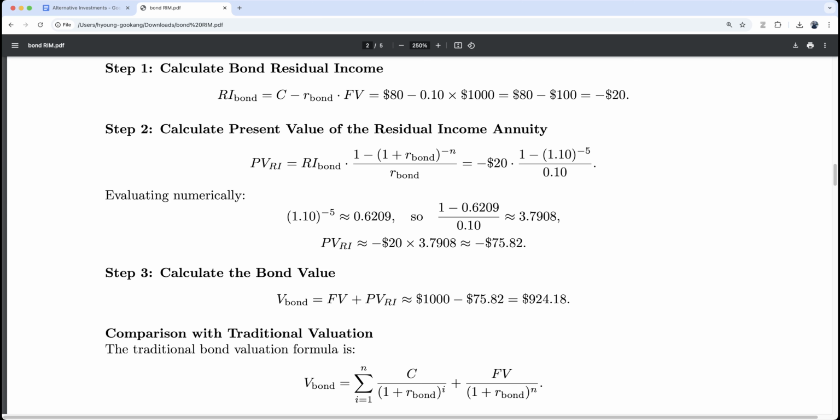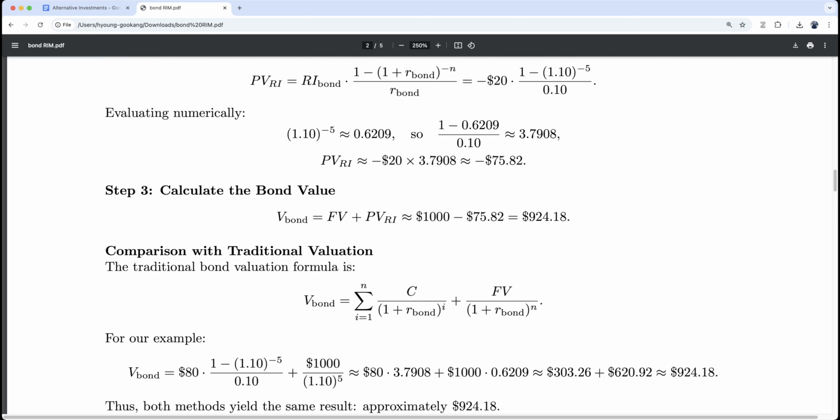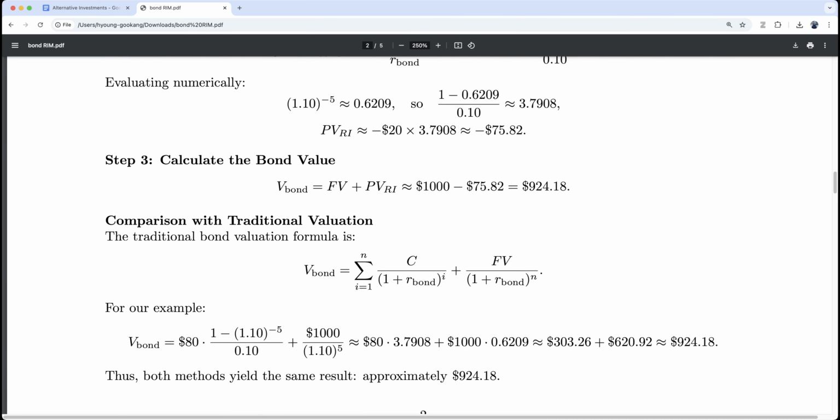Now comparing with the traditional valuation, this is the traditional bond valuation formula, which I don't like much. I prefer the residual income model. The bond value is, of course, the present value of all coupon payments and then the present value of face value. For our example, it is something like that, so they actually generate exactly the same answer. Okay, you can check it.